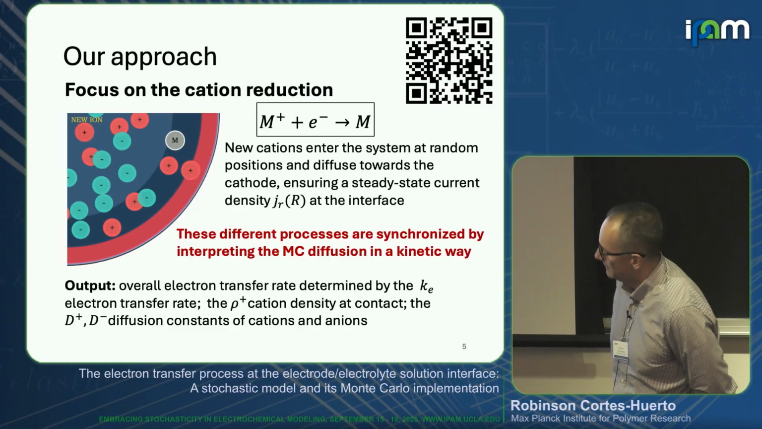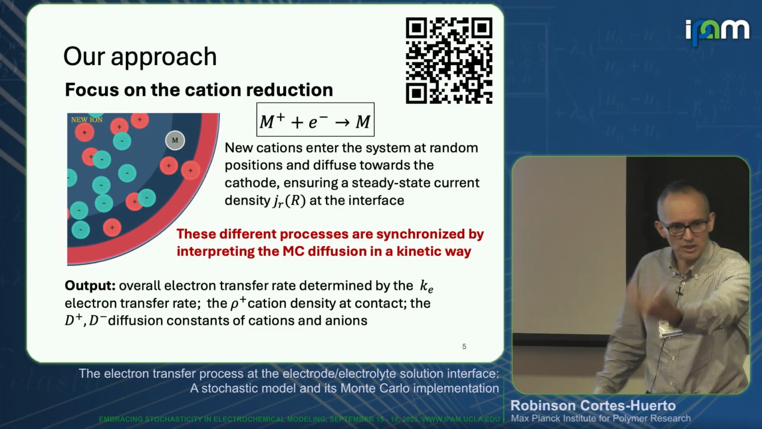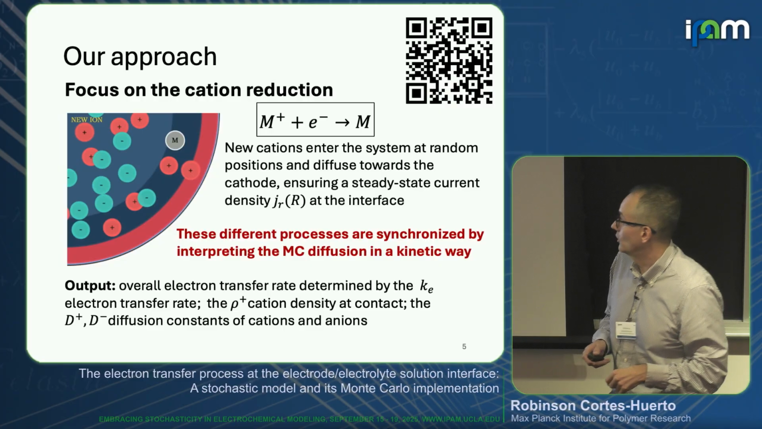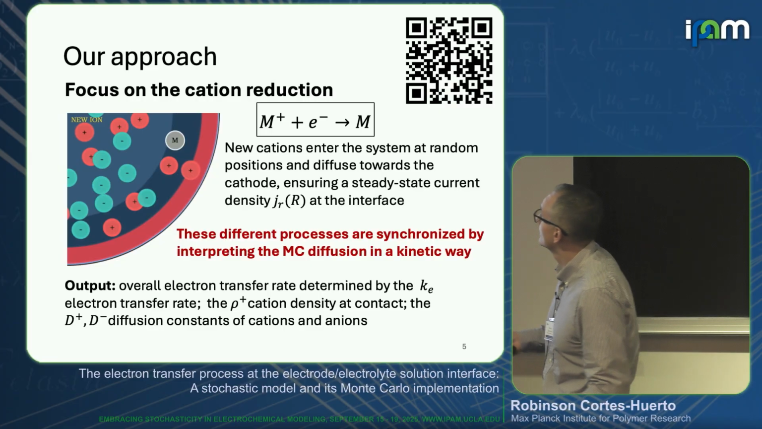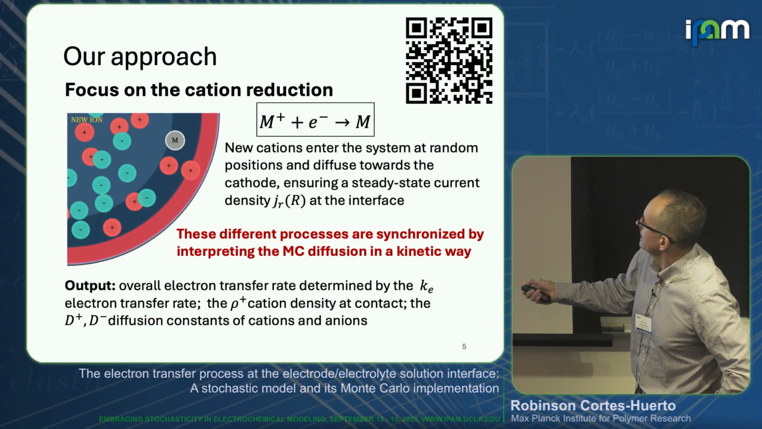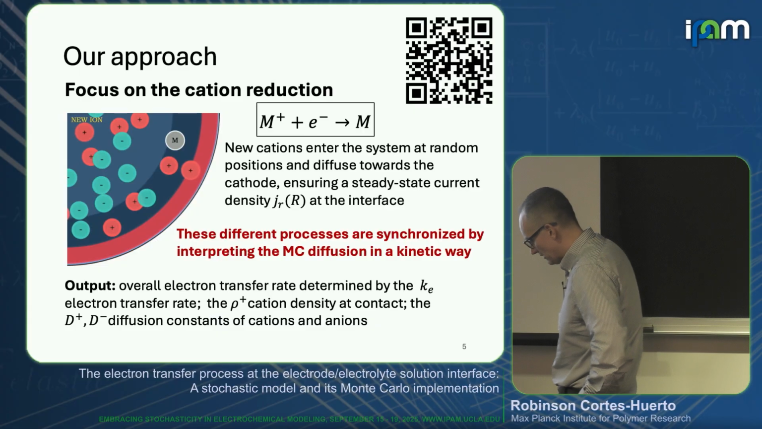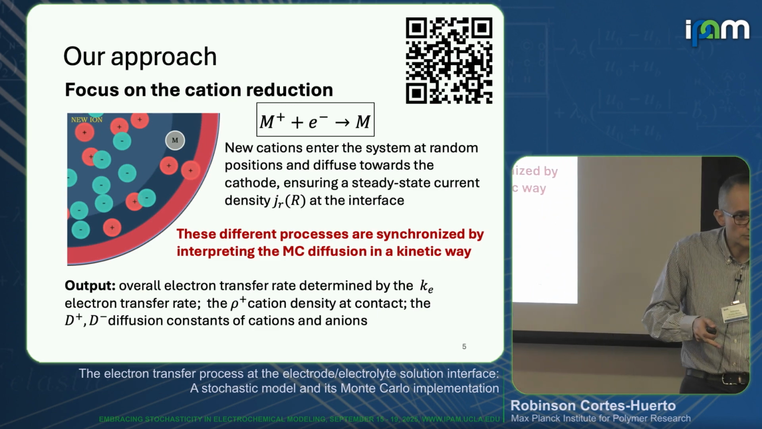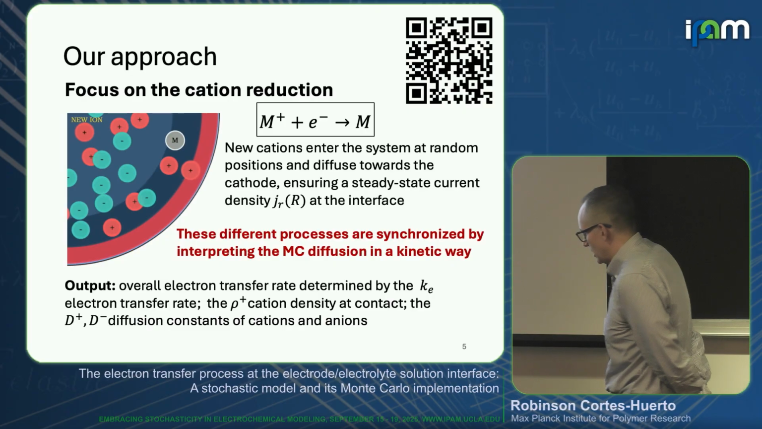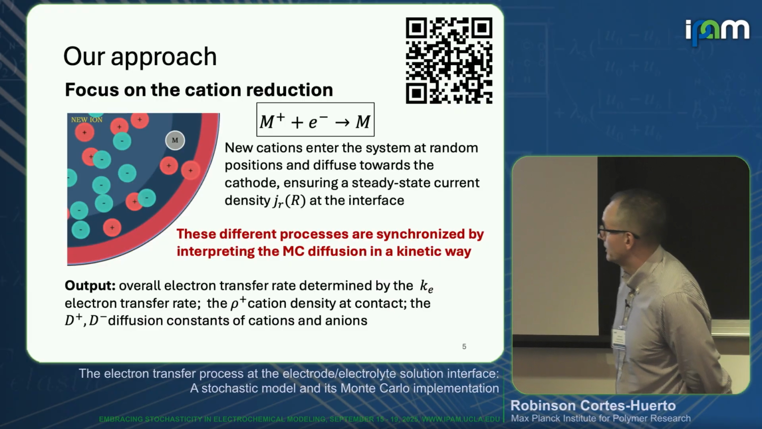To make sure that you have a steady current in the system, you need to insert new cations every time one of these cations is neutralized. Otherwise, the charge will disappear. In this way, we can ensure a steady-state current. These effects need to be synchronized, so we need a time description for the problem. We can do it using a Monte Carlo scheme in which we treat the diffusion in a kinetic way. I will explain in a moment how it works.